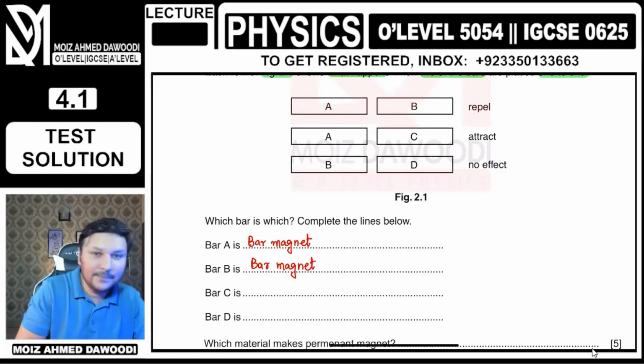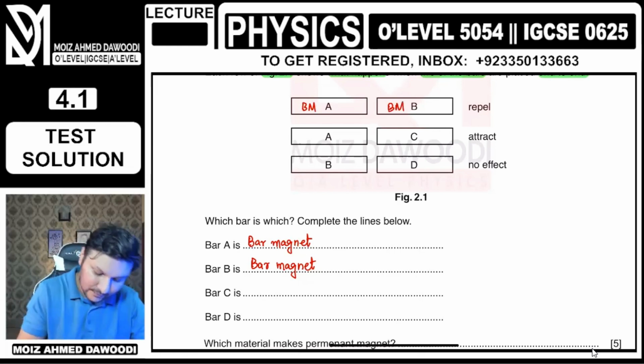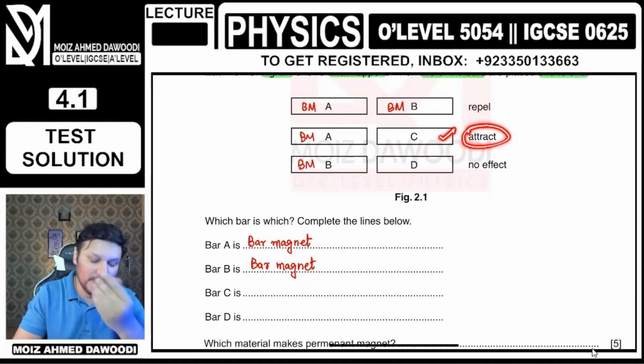So here I'm writing the short form: bar magnet, bar magnet. As A is a bar magnet, B is a bar magnet, let's talk about attraction here. If it was a bar magnet, here also there is no repulsion, as you can say attraction happens, but attraction can also happen in one more thing, unmagnetized iron.